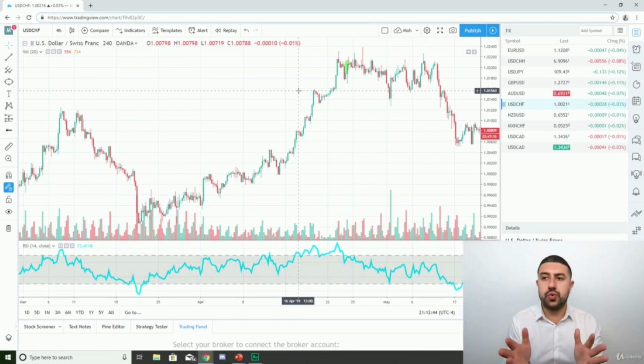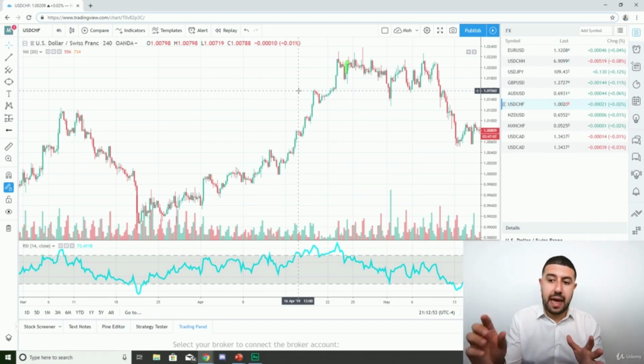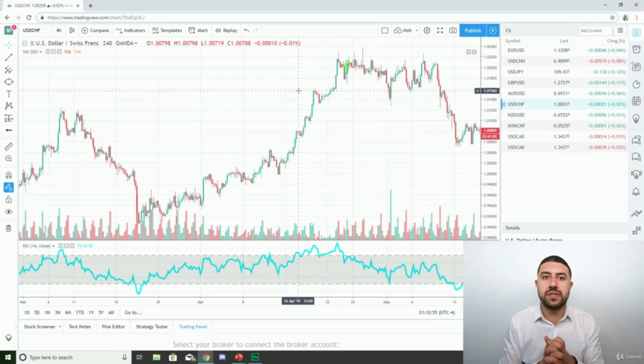So my challenge to you is look at your charts, put the RSI indicator on, see if you can find some places where there is a reversal that happens and you could have spotted it through the RSI.